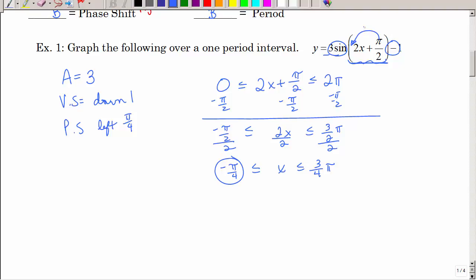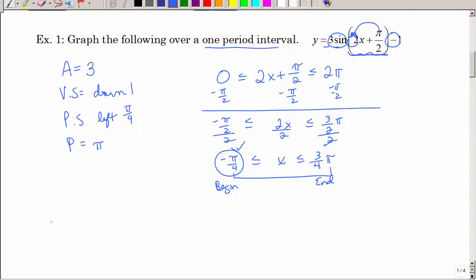And my period is from there to there. Alright, so how far is it from negative pi over 4 to 3 pi over 4? It would just be pi. And again, you could have gotten that from 2 pi divided by 2. But what I like about this is that it tells me where I'm going to begin my graph and where I'm going to end my graph in a 1 period interval.